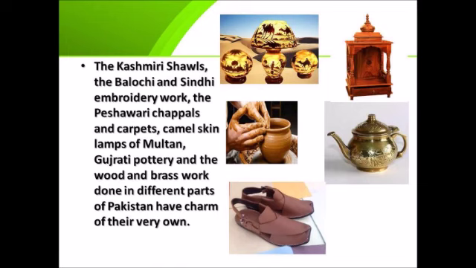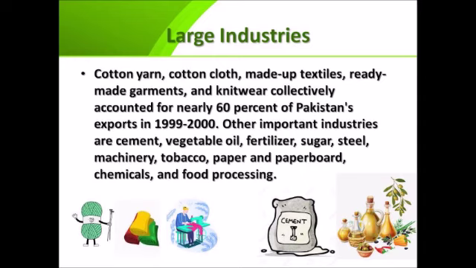Large industries. Cotton yarn, cotton cloth, made-up textiles, ready-made garments, and knitwear collectively accounted for nearly 60% of Pakistan's exports in 1999 to 2000. Other important industries are cement, vegetable oil, fertilizer, sugar, steel, machinery, tobacco, paper and paperboard, chemicals, and food processing, etc.